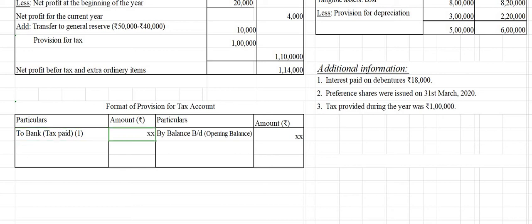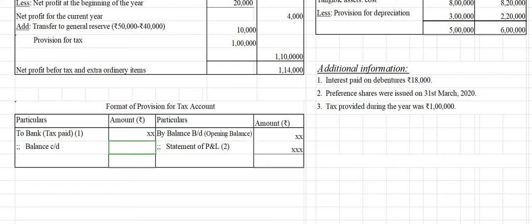Okay, the same amount will be shown as paid. Then, tax made means tax provided or tax written off from the profit. If it is given, we have to write it on the credit side. And of course we know that the closing balance will be shown on the debit side because it's a liability account, and opening balance is shown on the credit side.